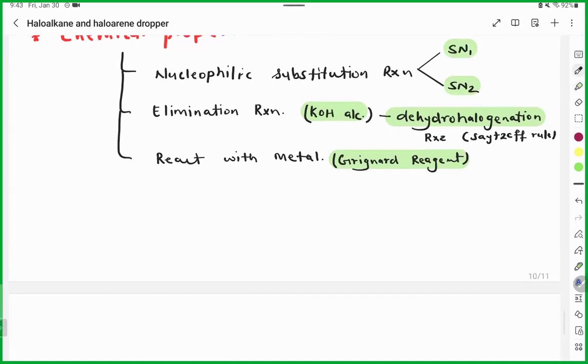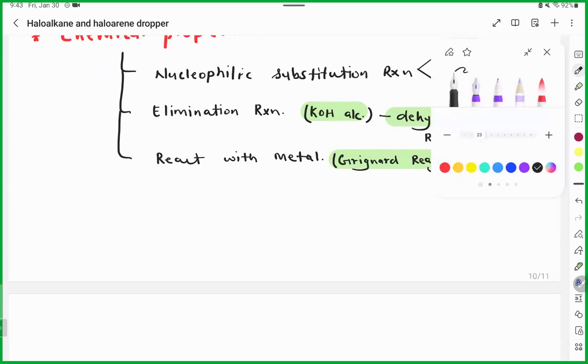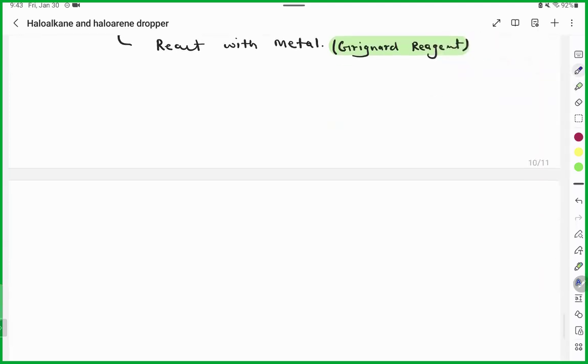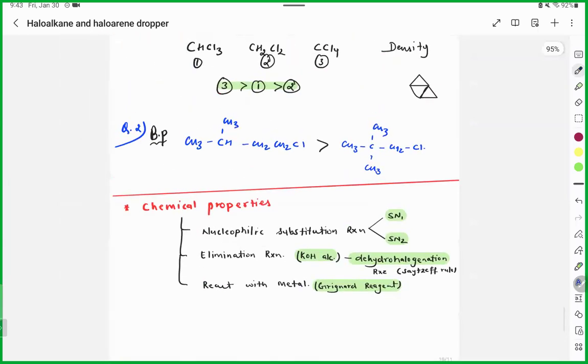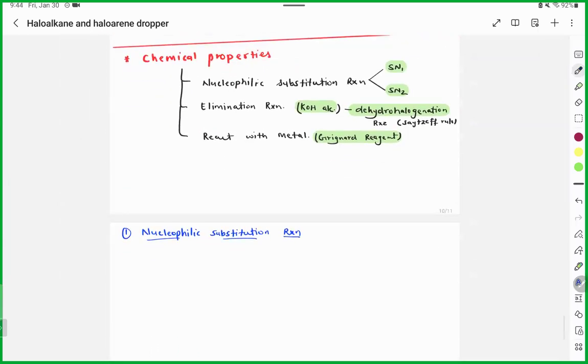So, Rayan, what is nucleophile? So I can just scroll up a bit. Elimination part, yes, sir. Rayan, are you there? Yes, sir. What is nucleophile?